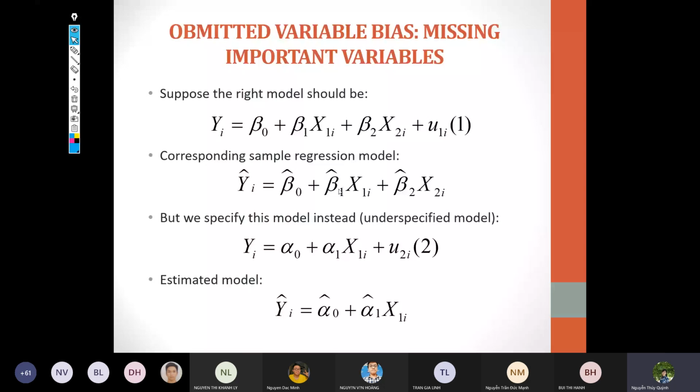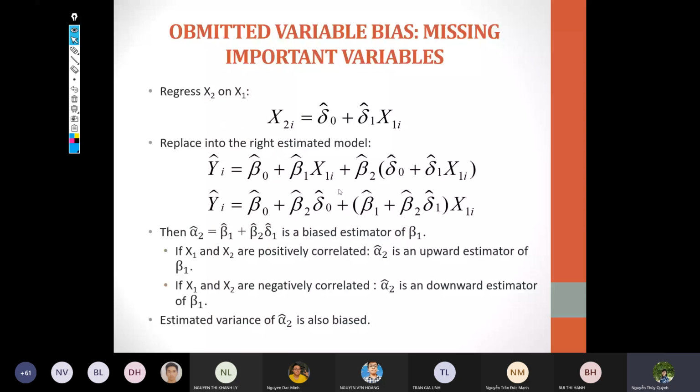Now let's see whether alpha 1 hat is the same as beta 1 hat. In order to answer this question, we will regress x2 on x1, and we get this model: x2i equals sigma 0 hat plus sigma 1 hat times x1i. That is what we obtain when we regress x2 on x1.